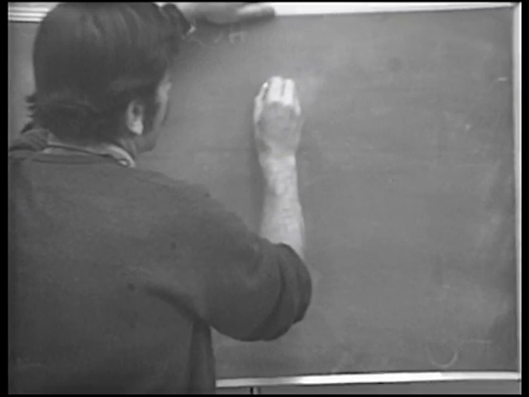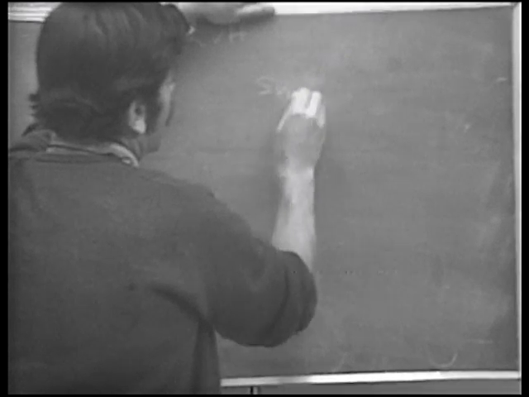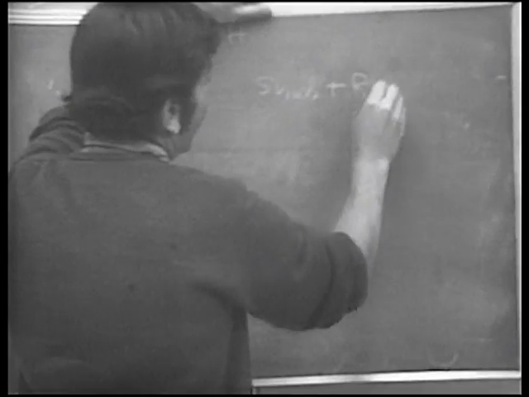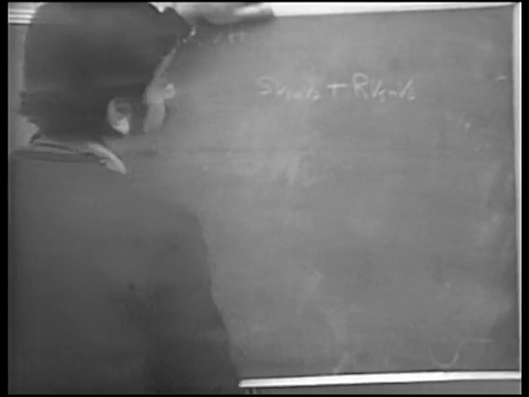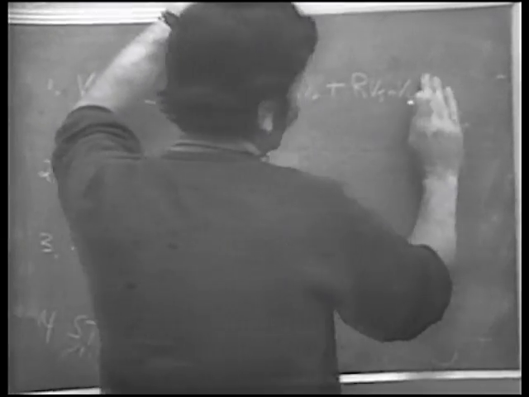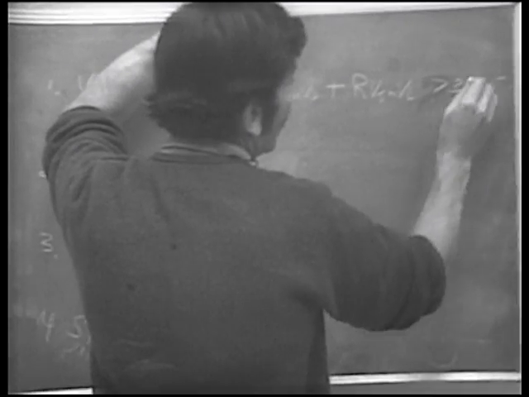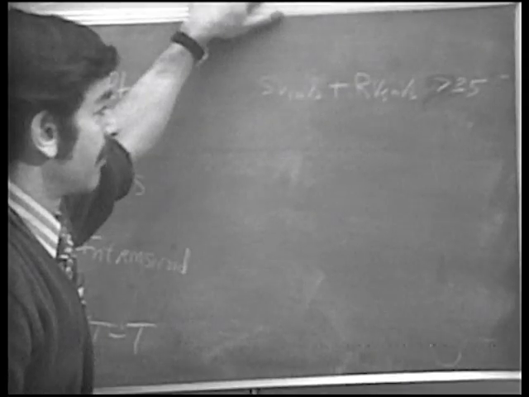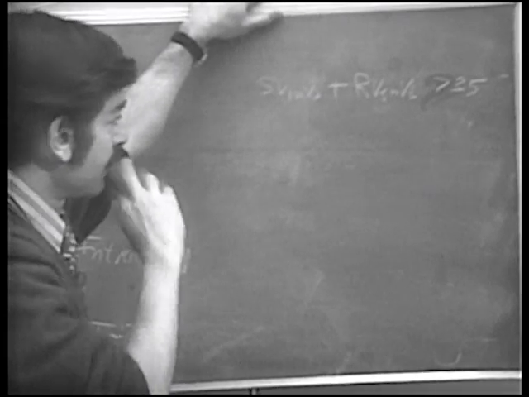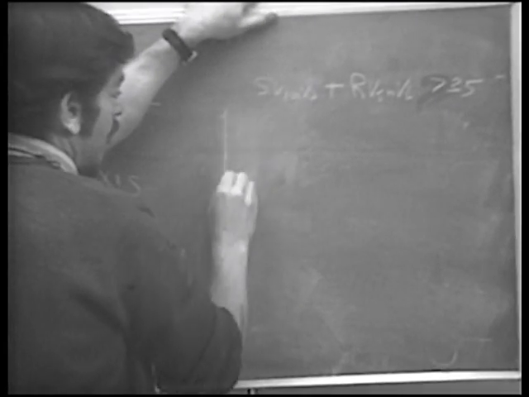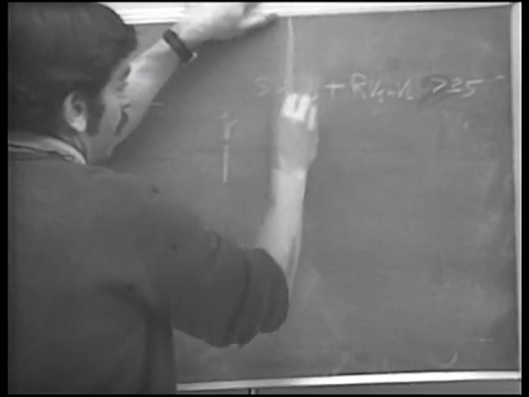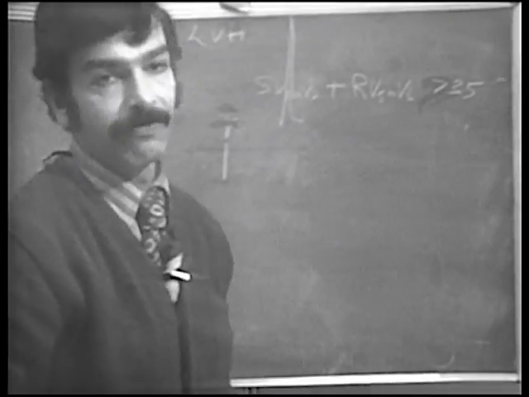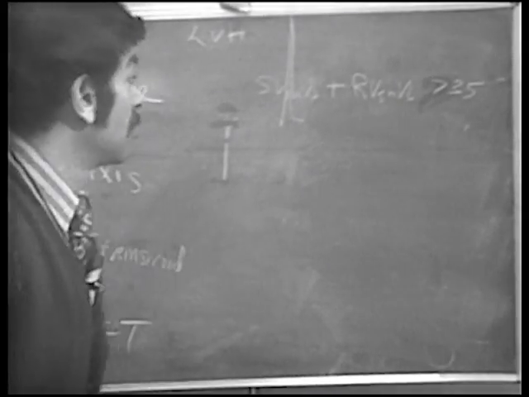Okay, if you take the S in V1 or V2, whichever is bigger, plus the R in V5 or V6, whichever is larger, and if the sum of those two is greater than 35 millimeters, that's one of the voltage criteria for LVH. So in V1 we see deep S's, and in V6 we see tall R's. You add the negative deflection to the positive deflection, and it should be greater than 35 in order to see left ventricular hypertrophy.